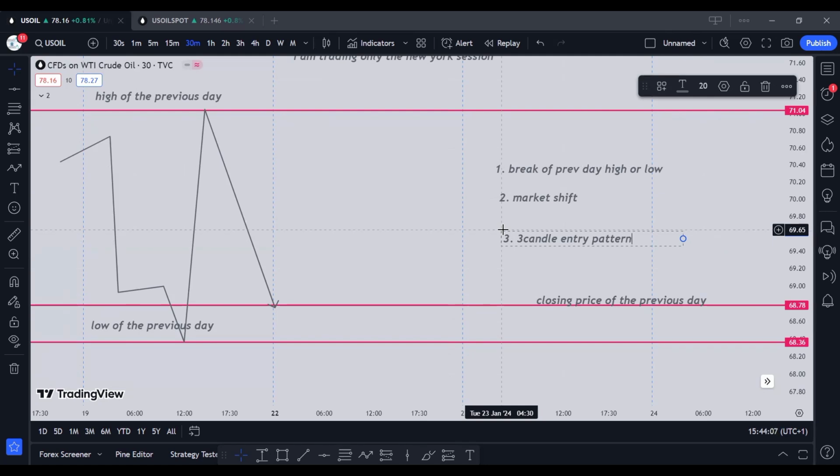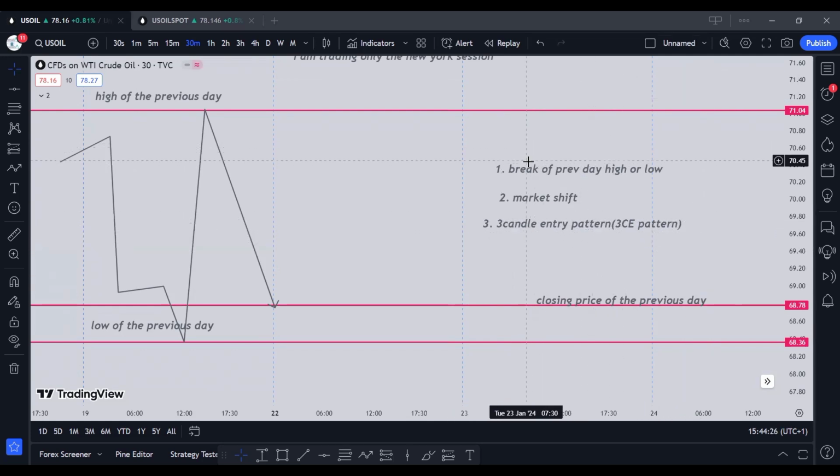It's too long. My 3 candle entry pattern, the 3 CE pattern. Right? So these are the 3 things I want to see. 1, 2, 3. That is all. I'm trading in the session. It's very important. Now for some rules.